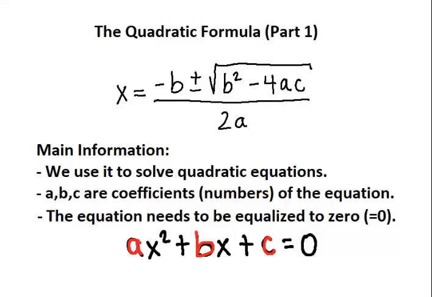Okay, we're going to discuss how to use the quadratic formula in order to solve quadratic equations. The formula is the one that you can see on the screen. It's minus b plus minus square root of b squared minus 4ac, divided all of that by 2a.